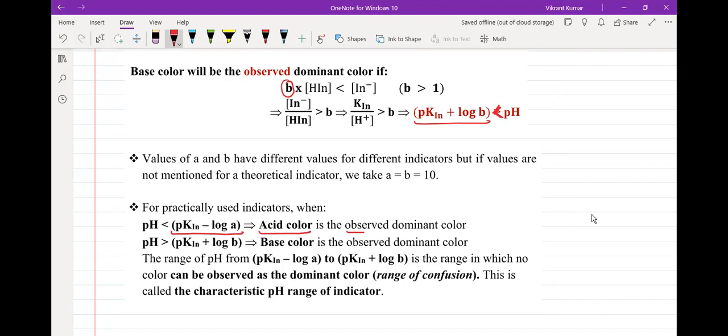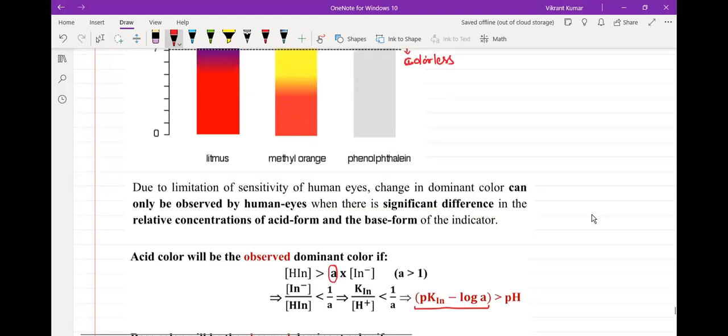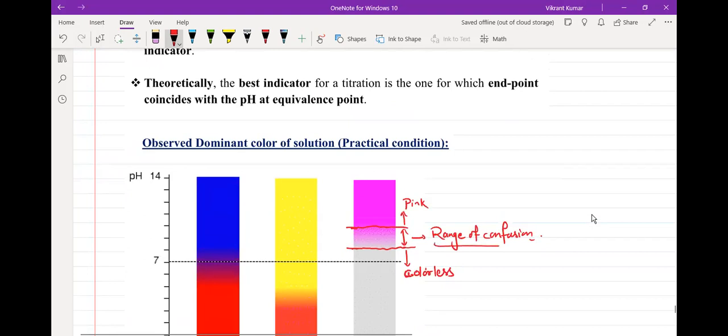will be able to observe it is the acid color as the dominant color. Similarly pH को pKin से ऊपर नहीं, pKin plus log B से ऊपर होना पड़ेगा, then only we can say that base color will be the observed dominant color. इसका मतलब इस बीच में जो रेंज आया है, that is actually the range of confusion, है ना. जो मैंने अभी भी यहाँ डायग्राम में बात की थी, this is the range of confusion. इसमें we can't comment over the dominant color of the solution because you are not able to observe it.